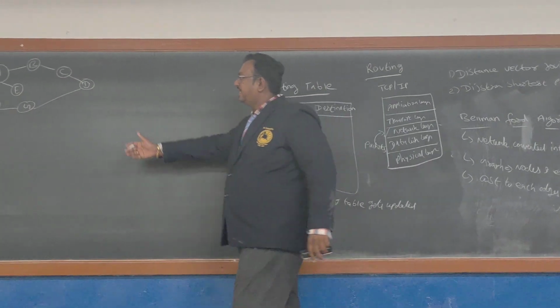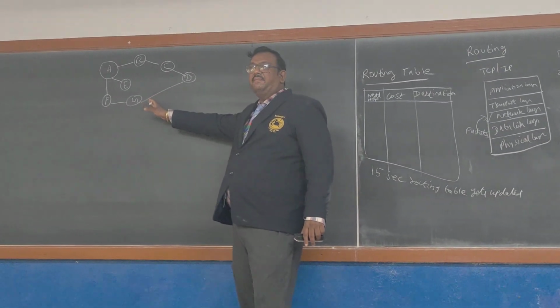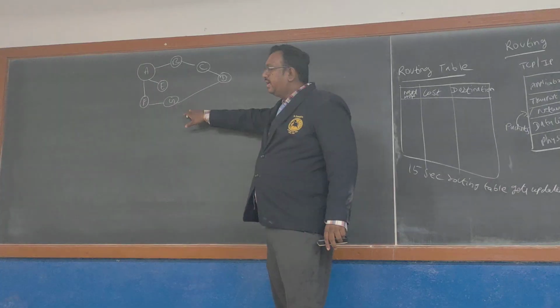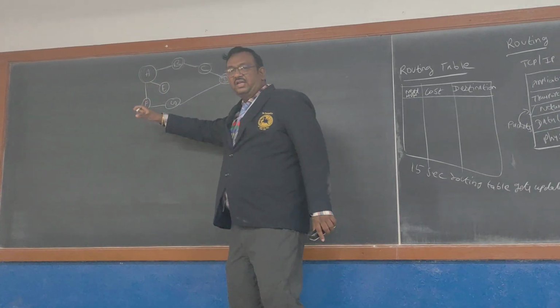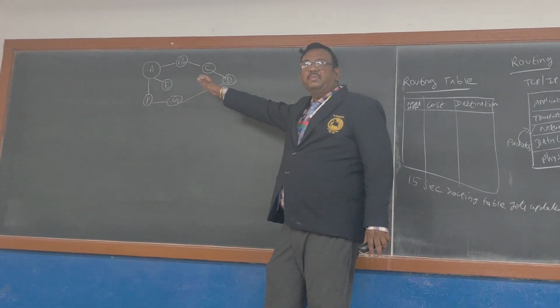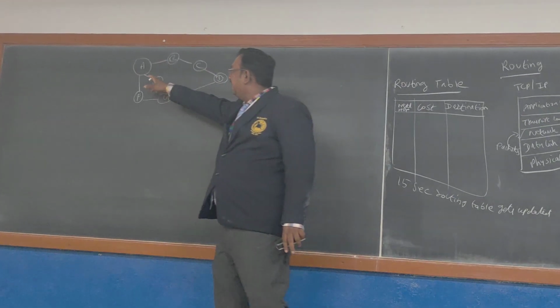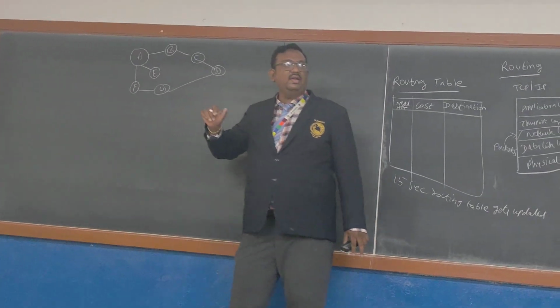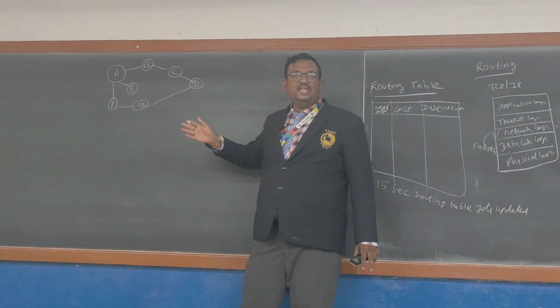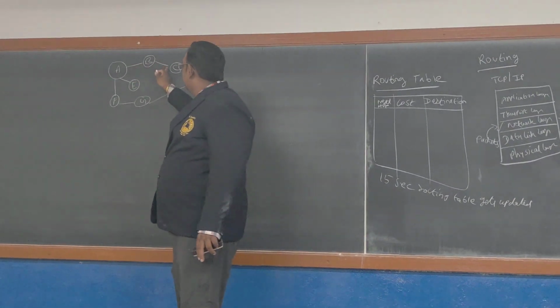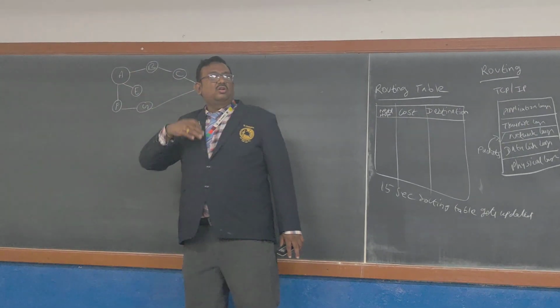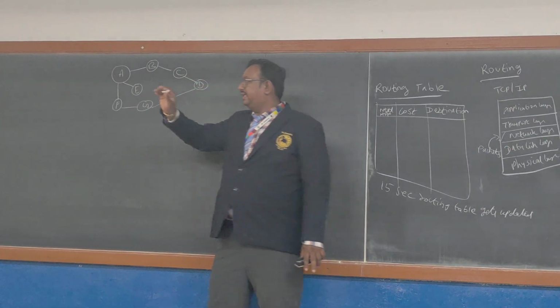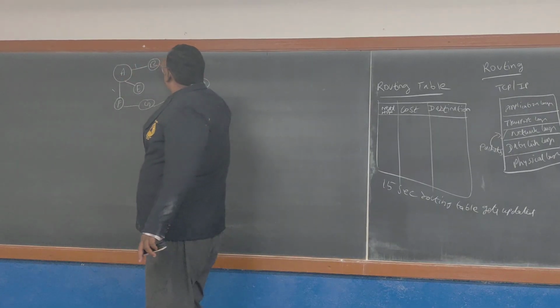If we take this example network, in this particular diagram, what nodes do you have? A, B, C, D, E, F and G are the nodes, so you have 7 nodes. What are the edges we have? These are the edges. Okay. Since the cost is not specified, you take the cost as 1.